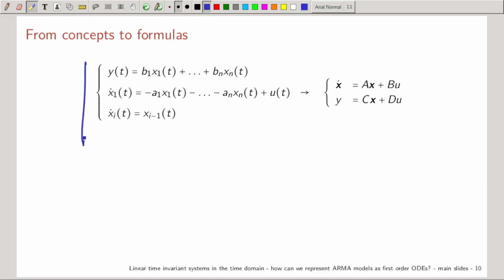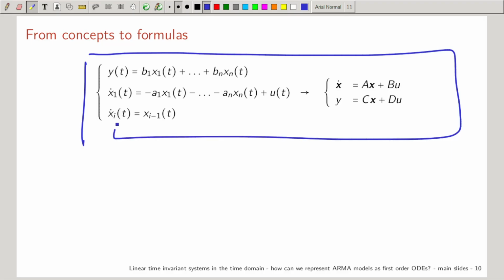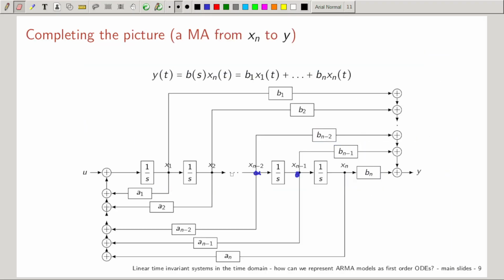And in formulas, this is interesting. xn minus 1 minus 2, and so on, x1. x1 is what? Or better, x1 dot is what? x1 dot is u plus this stuff. x2, or better, x1 is x2 dot, true? x2 is x3 dot, true? You see it?